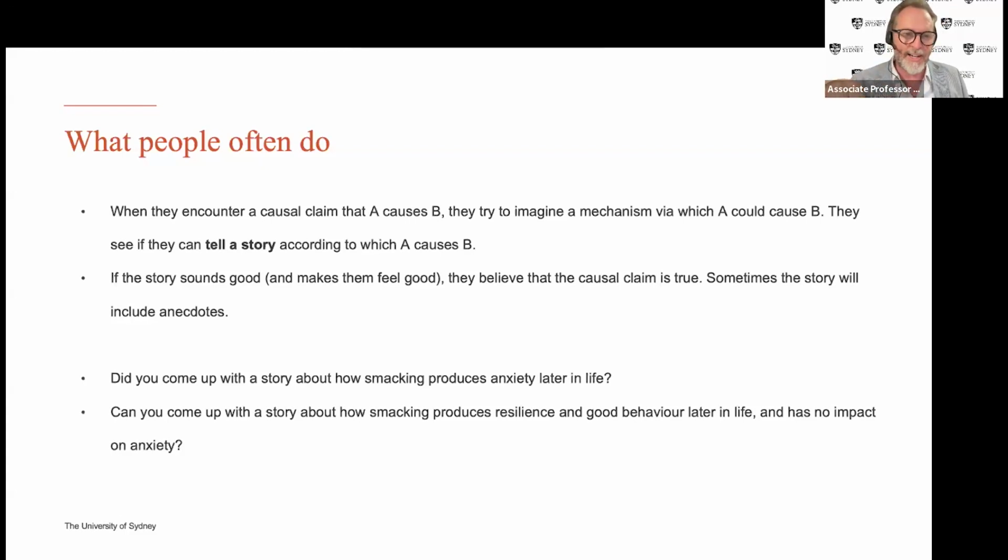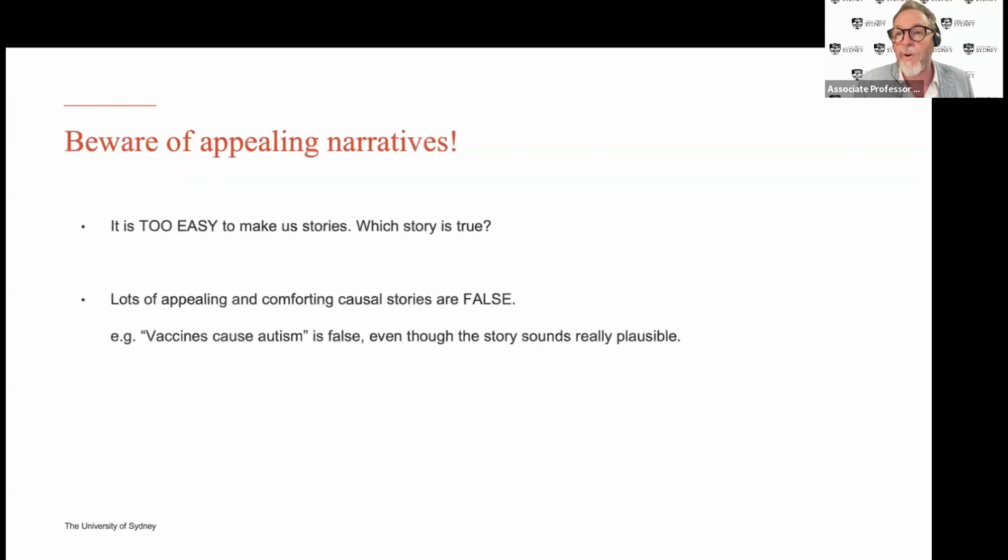Right? You can tell a story which says smacking causes anxiety problems later, and here's why. But it's very easy to tell a story where smacking produces resilience and obedience in children, and it has no bad impact on anxiety levels later in life. Anyone can come up with stories for and against like this. So we have to dig deeper than this. We have to figure out which stories are true, which stories get at the real causal connections in the world.